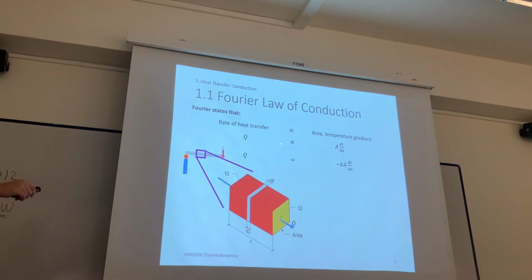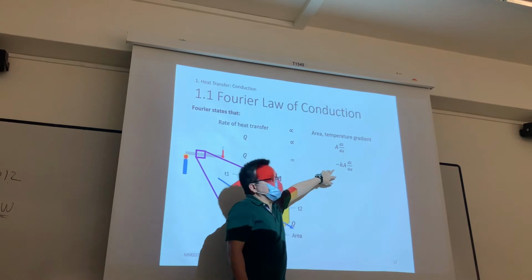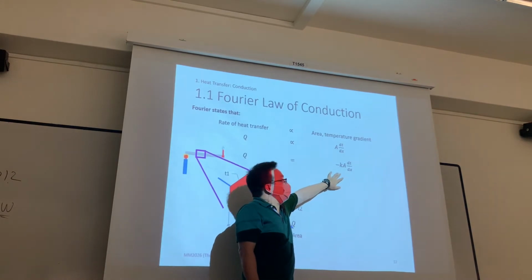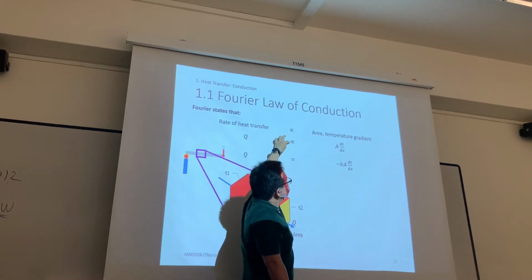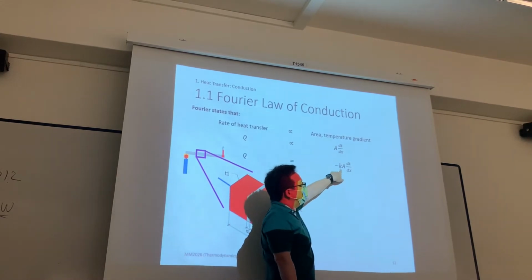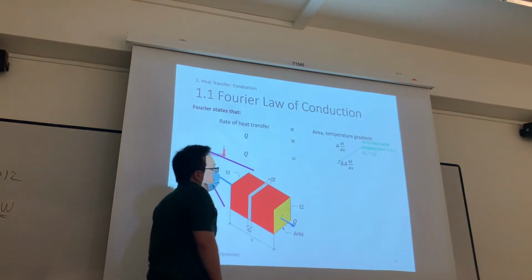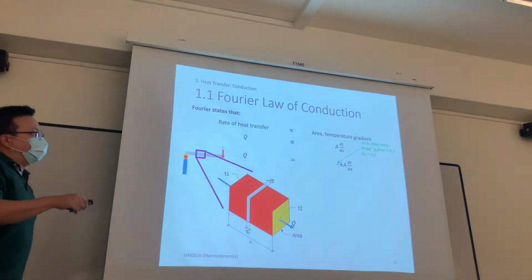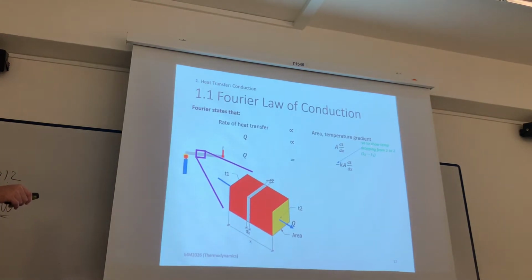When you change the proportional sign to equal, you need to put in the k. K is a constant, which I'm going to tell you what k is later. This is just the mathematics part. Changing this sign to equal, you need to put in this k here. The minus sign, I'll talk about it later as well. Alright? So what's the negative sign here? To show that the temperature is dropping from 1 to 2.